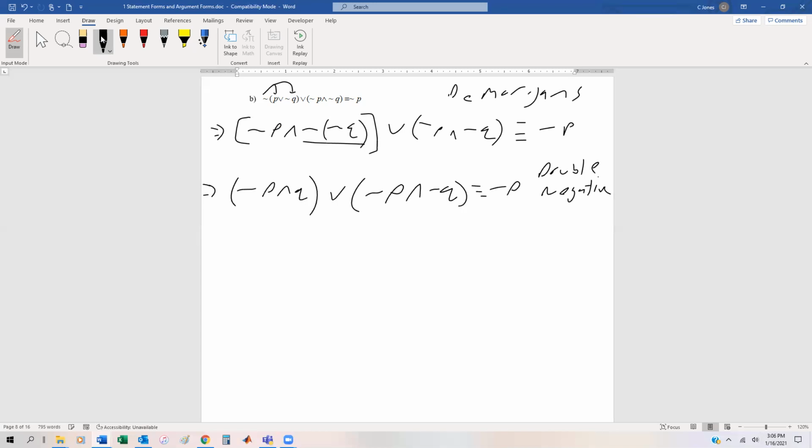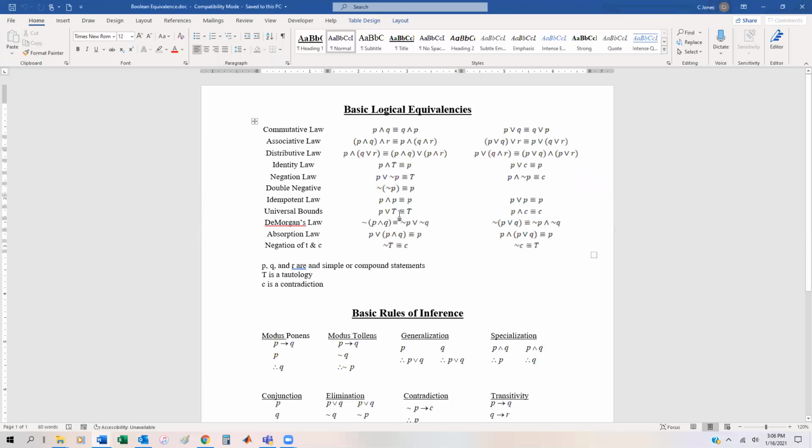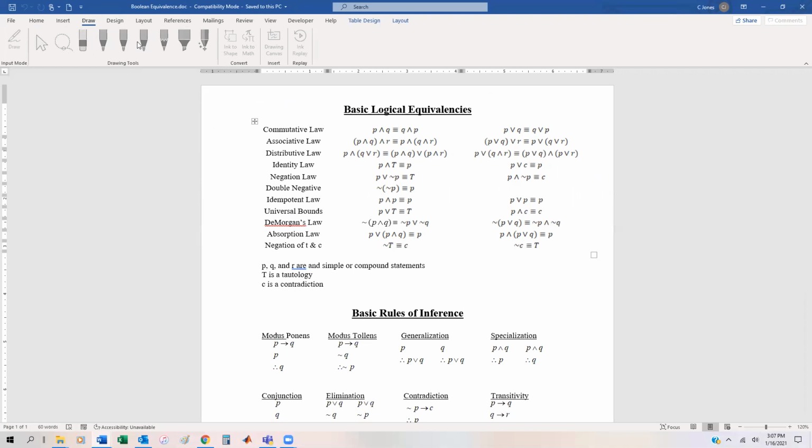Now this is a tricky part, because what we're looking for is a pattern of and, or, and. So let's go to our sheet with our basic logical equivalencies. And we have a pattern here of and, or, and. And so what we're actually going to do is go the other way, and just make it look this way. So we're just going to go backwards from our distributive property.